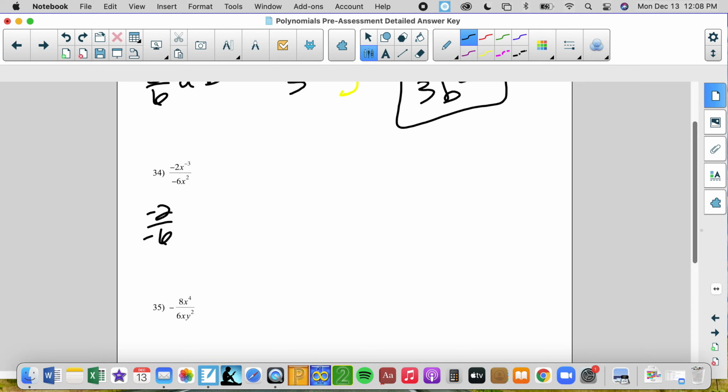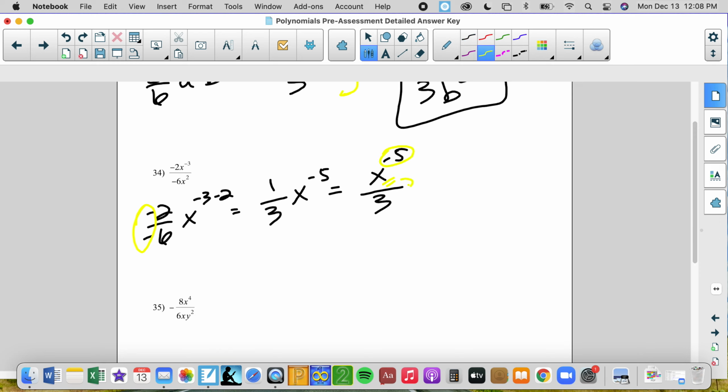-2 over -6, x to the -3 minus 2. The two negatives are going to cancel and make positives. 2 goes into 2 and 2 goes into 6. That reduces to 1/3. X to the -5. I'm going to put that x to the -5 in its numerator because that's where this is. That's in the numerator. So when I write it as one term, and now, because it's a negative exponent, I'm going to move it down.